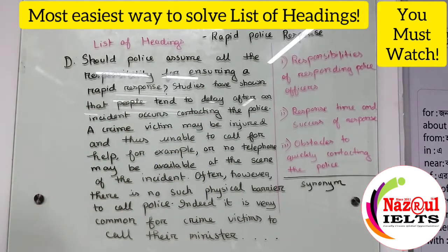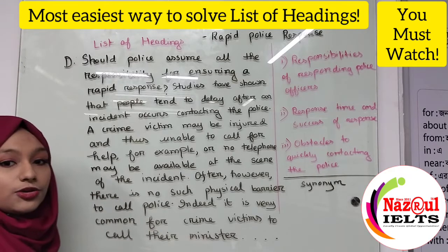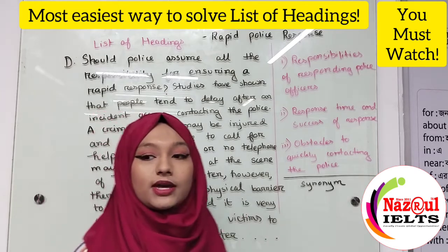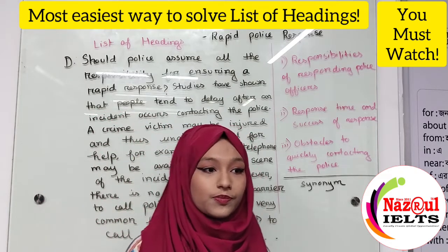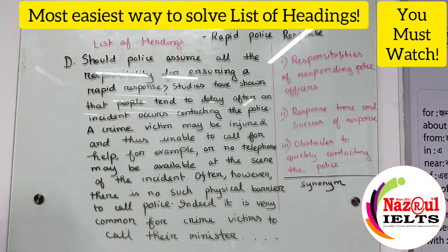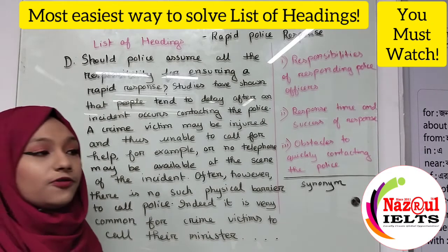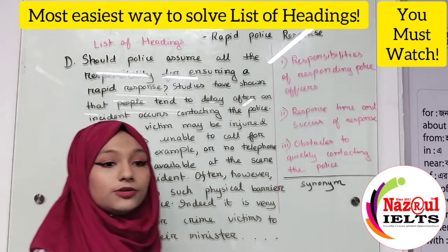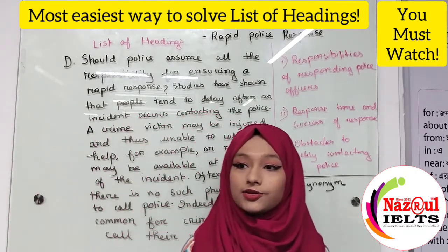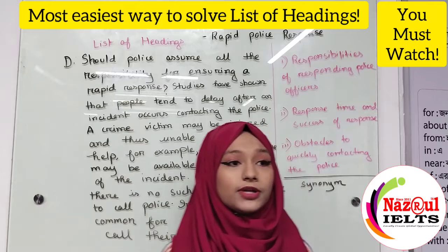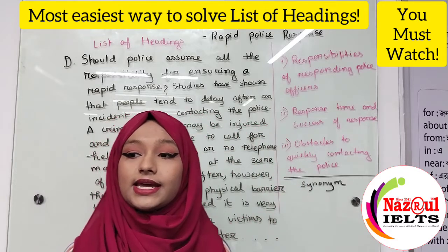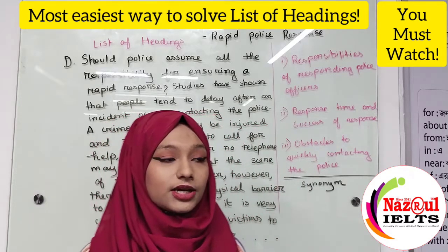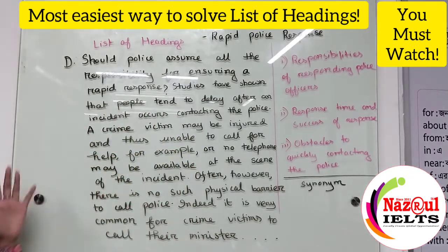Here I have written a question already, a paragraph and a question. So we're going to find out the easiest way on how we can find it out. This paragraph is a part of Rapid Police Response, which is a very famous and well-known passage for our IELTS reading. As we already know, for finding an answer in IELTS reading, we have to read the first two lines and last two lines of each paragraph.